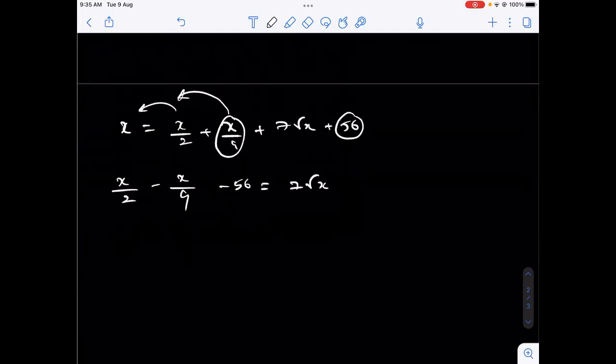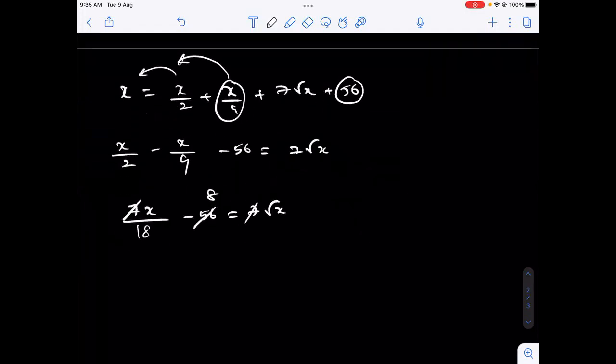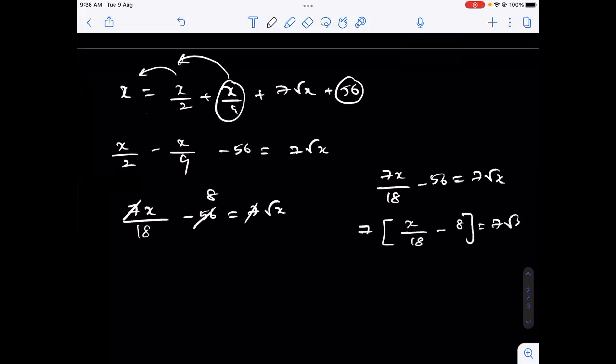So what is going to be the LCM? After you take the LCM, it becomes 7x divided by 18 minus 56 is equal to 7 root x. So 7 is a common multiple. It will get cancelled, and here it is. Did you understand what I did? So whenever you have something like this, 7x by 18 minus 56 is equal to 7 root x, take the 7 outside. It becomes x by 18 minus 8 is equal to 7 root x. 7 and 7 are 1.